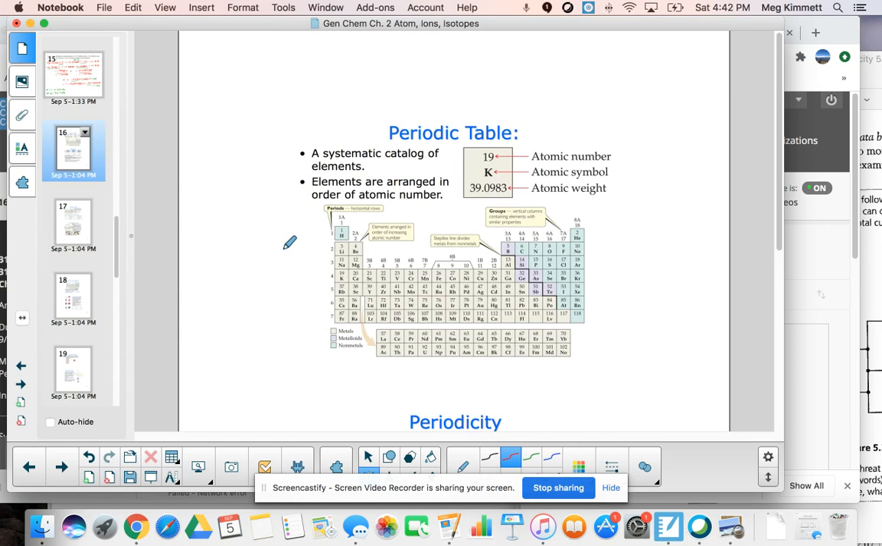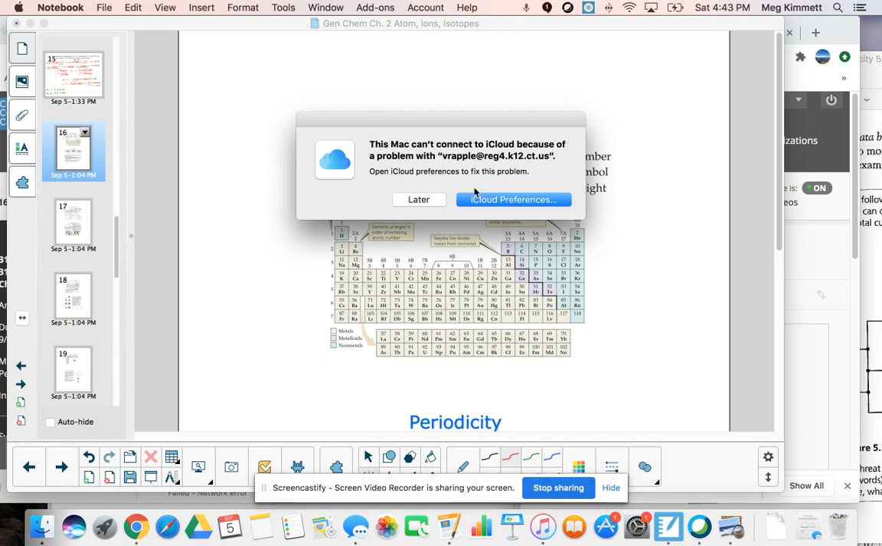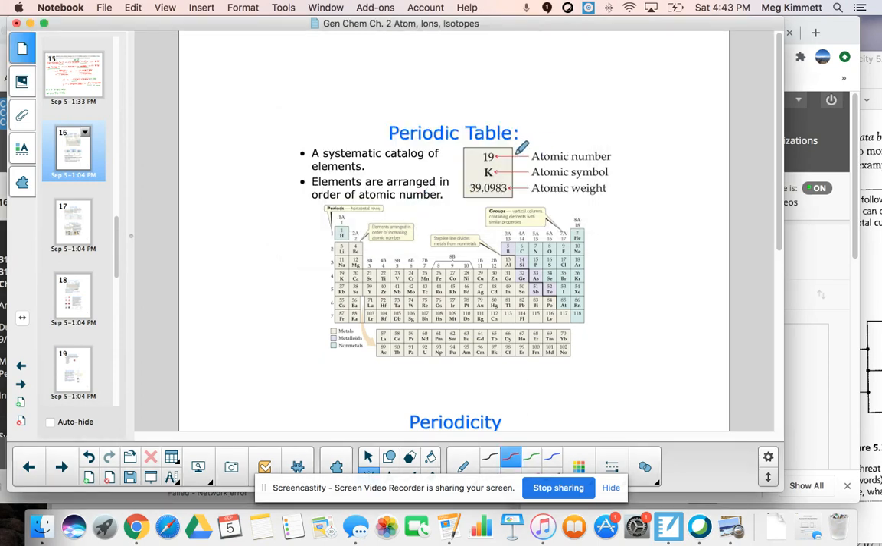So, what is the periodic table? It's a systematic catalog of elements. The elements are arranged according to atomic number. At least in this periodic table, the atomic number is on the top, the atomic weight is on the bottom, and as always, the atomic symbol is right in the middle.